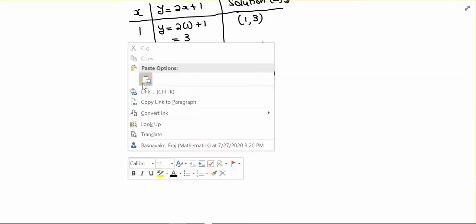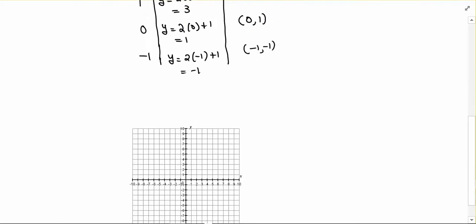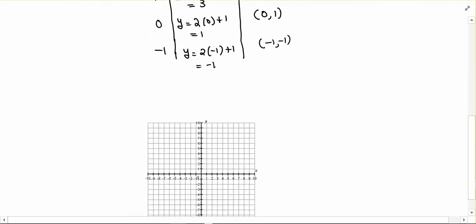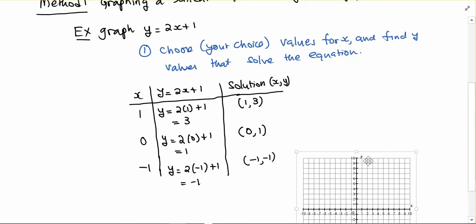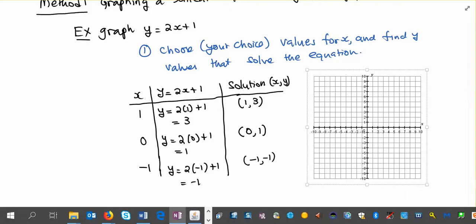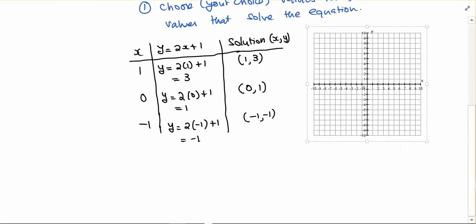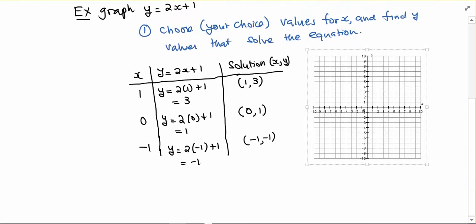So let's graph this, because after all the problem said graph. Let me move this up here a little bit so that we can see everything at the same time. So 1, 3: starting at 0, 0, there it is. And 0, 1: starting at 0, 0, I don't go anywhere for x, y is 1. And -1, -1: starting at 0, 0, -1, -1 right here. So yes, indeed, it's a straight line. Now make sure you can draw the straight line, right?